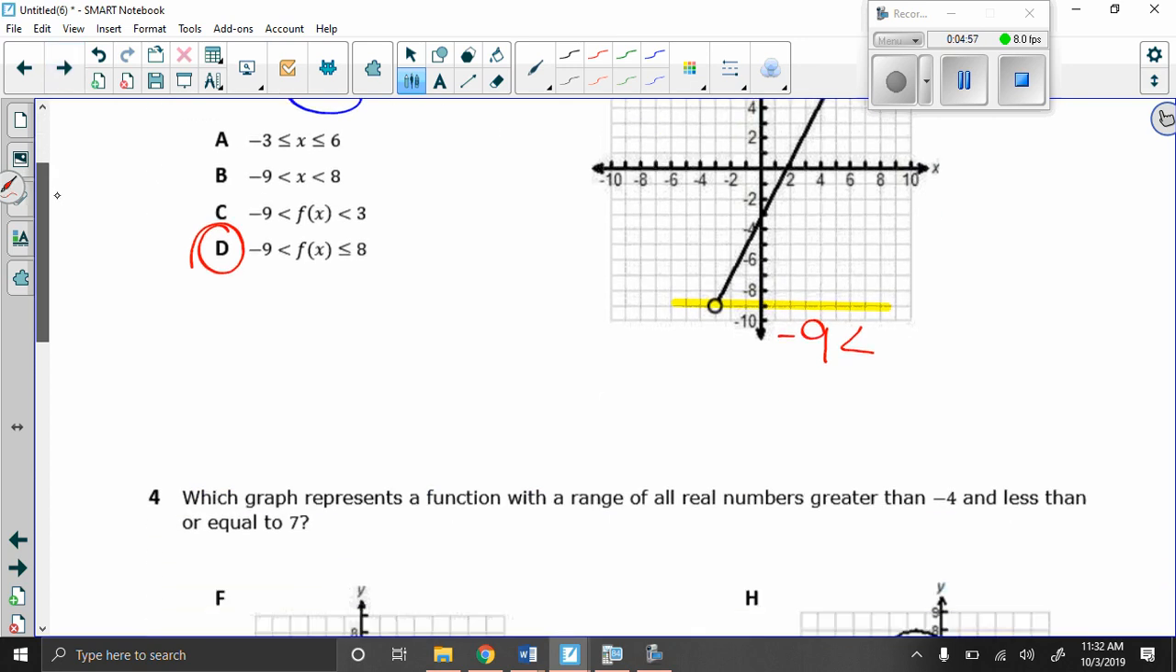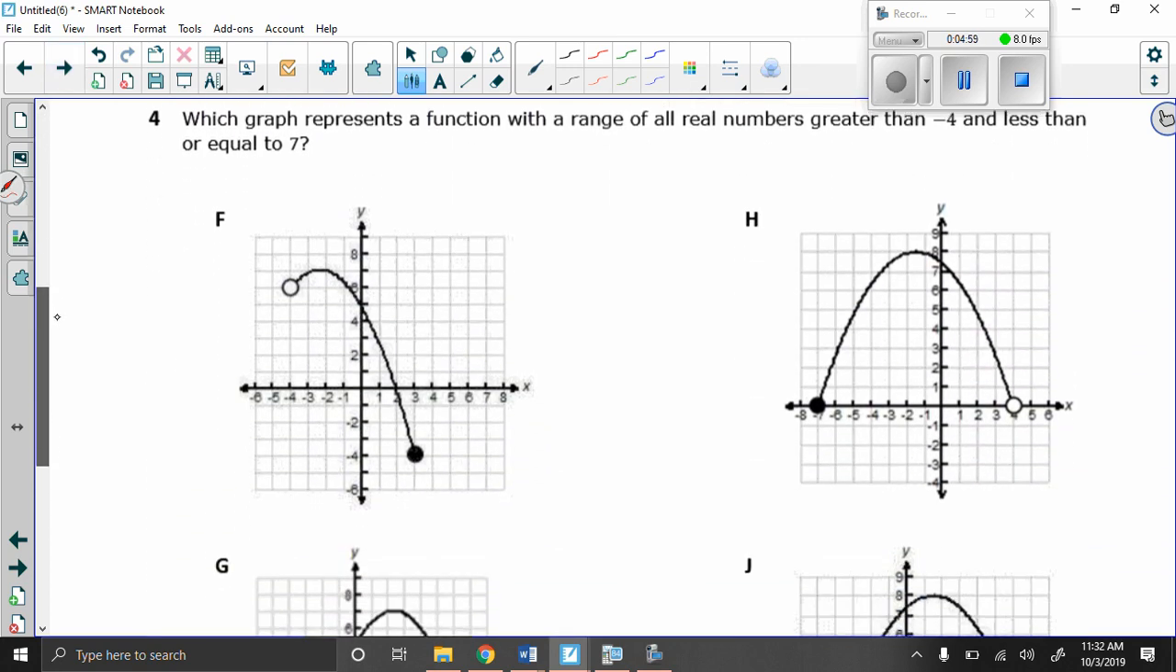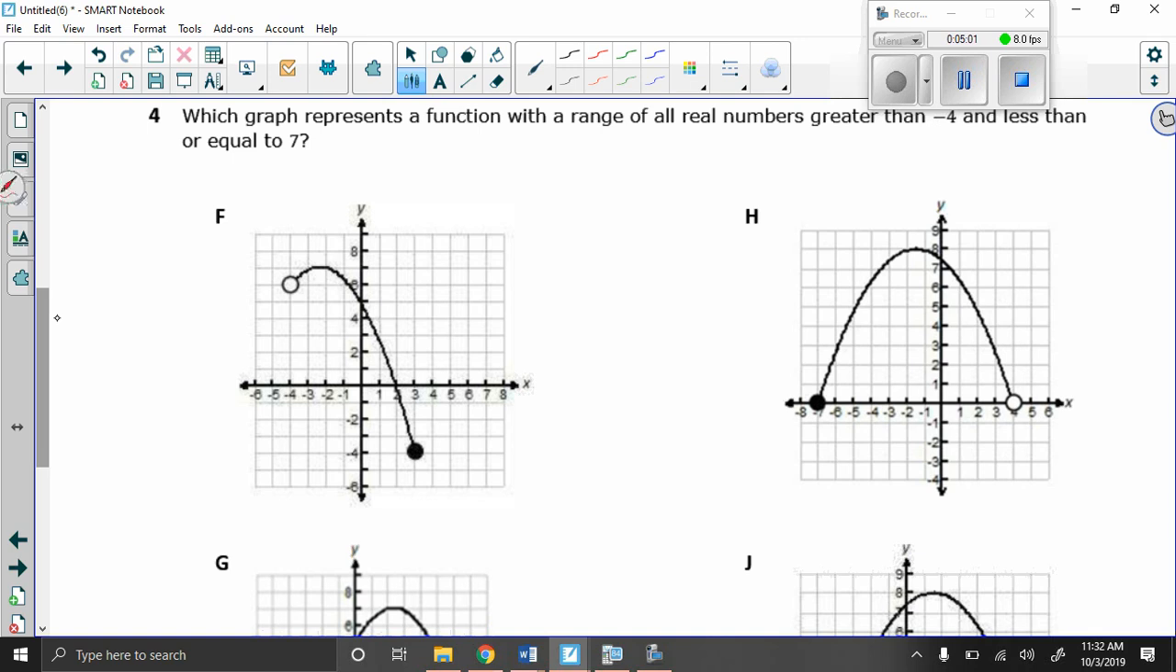Let's move down to number 4. Number 4 is, which graph represents a function with a range of all real numbers greater than -4 and less than or equal to 7? So we're looking at the range. So the lowest point needs to be greater than -4, and then the highest point needs to be less than or equal to 7.